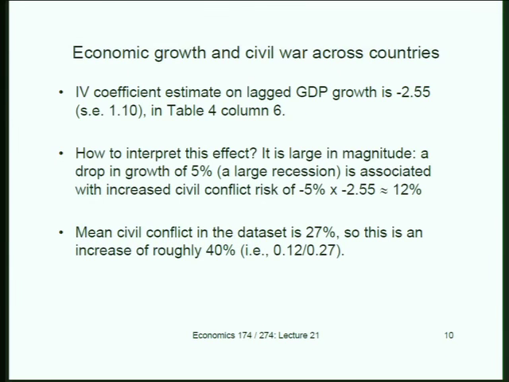So let's start with that and say, if we have a big recession, what kind of effect would we expect to see on the risk of civil war? So what we have to do to come up with that magnitude is multiply minus 5, this big shock, times the coefficient estimate on economic growth, and we get something like 12%. So 12%. What does that mean? It's really 12 percentage points.